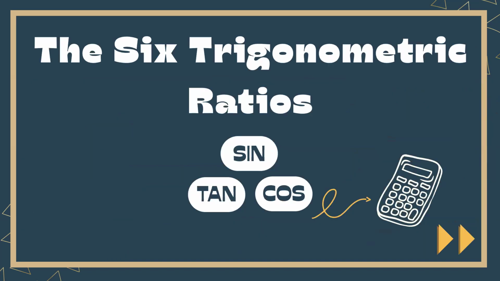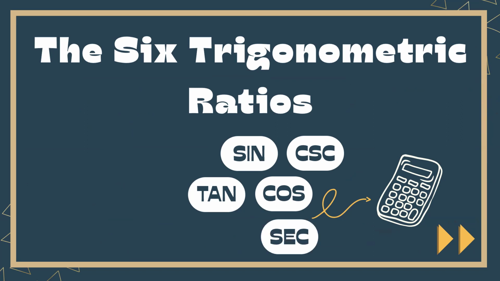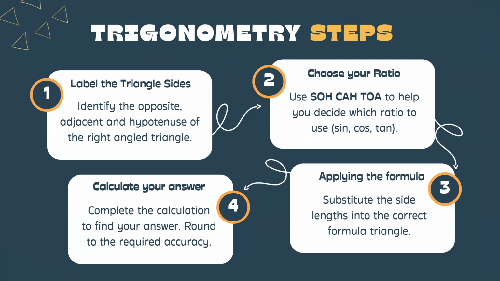So basically, the six trigonometric ratios are sine, cosine, tangent, cosecant, secant, and cotangent. So hopefully by now you're able to remember the equations corresponding to these six trigonometric ratios, right? So here are the steps that you need to follow in order to solve any problems on trigonometry.